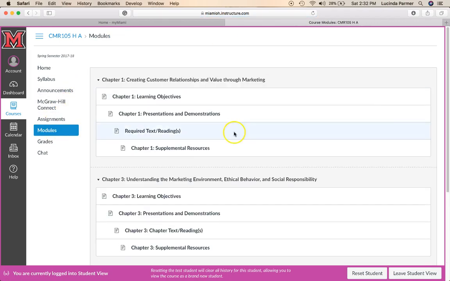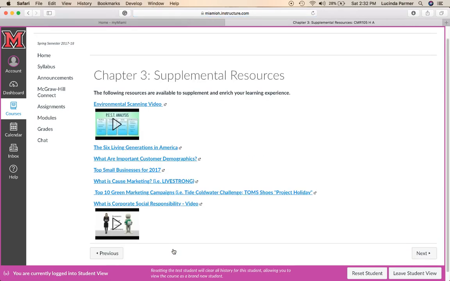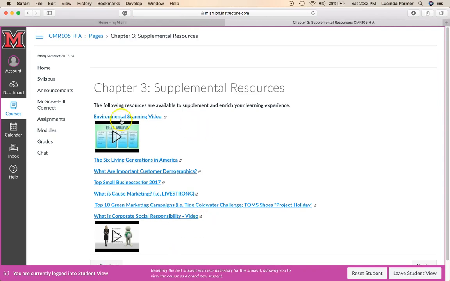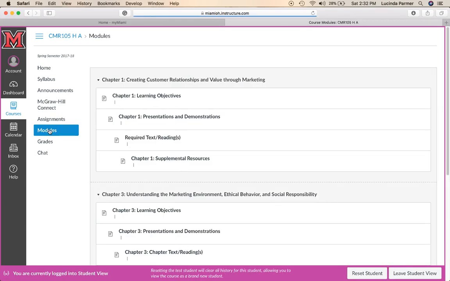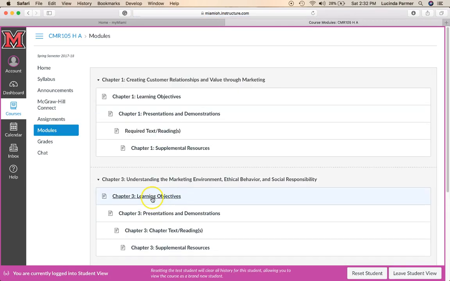Let's go back in. You have your presentations here. Definitely be reading chapter 3 either in your ebook or your hard copy or loose leaf. And you do have several supplemental resources here to enrich your overall learning of chapter 3's material. So be sure that you look through these when you get a chance. Remember, they all align with chapter 3's learning objectives here.